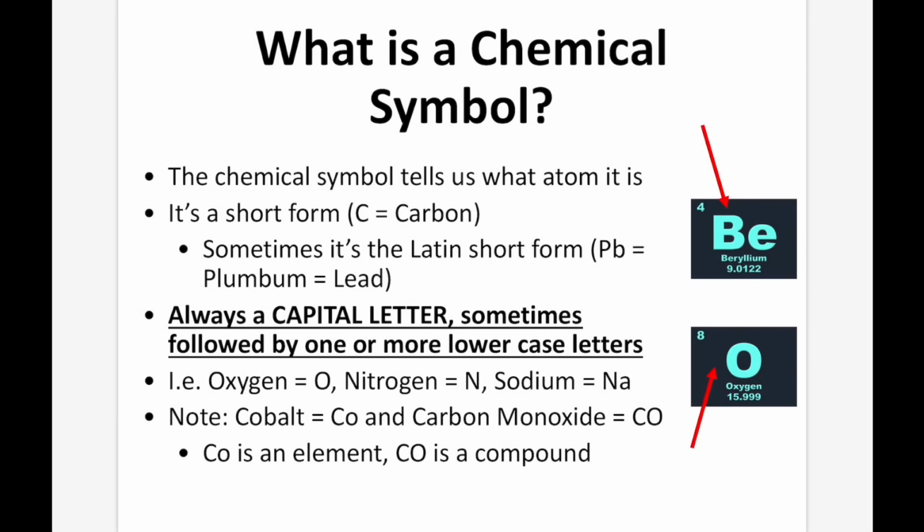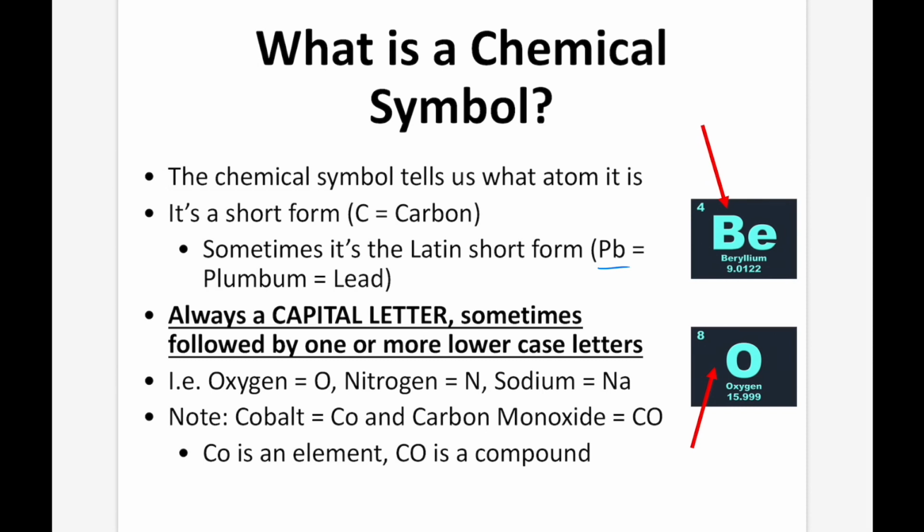So what is a chemical symbol? The chemical symbol tells us what atom it is. It's a short form, sometimes English, sometimes Latin. So for instance, C is short form for carbon, whereas Pb is going to be the symbol for lead because it's the short form for plumbum, which is going to be the Latin version of lead.